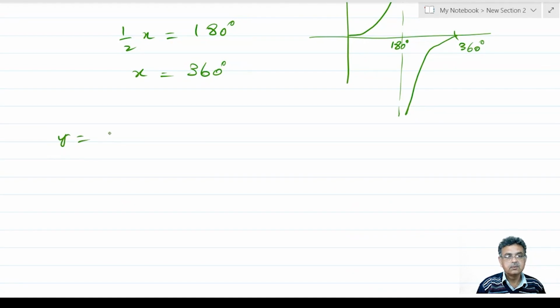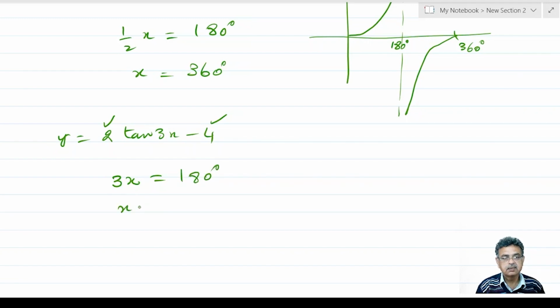Y is equal to 2 tangent 3x minus 4. Once again, these two numbers make no change in its period. So the period, we know about tangent x, that it completes in 180 degrees. Then x is equal to 60 degrees. So the period of this graph is 60 degrees, and the graph is 4 units downwards, and its amplitude becomes 2 times.